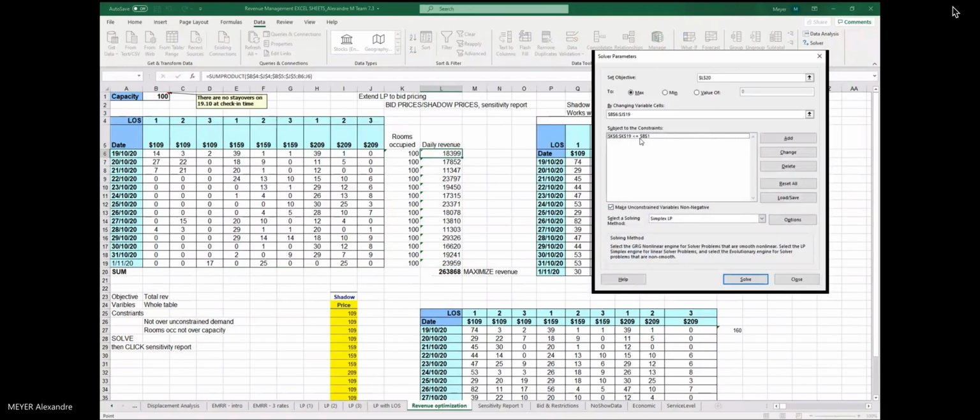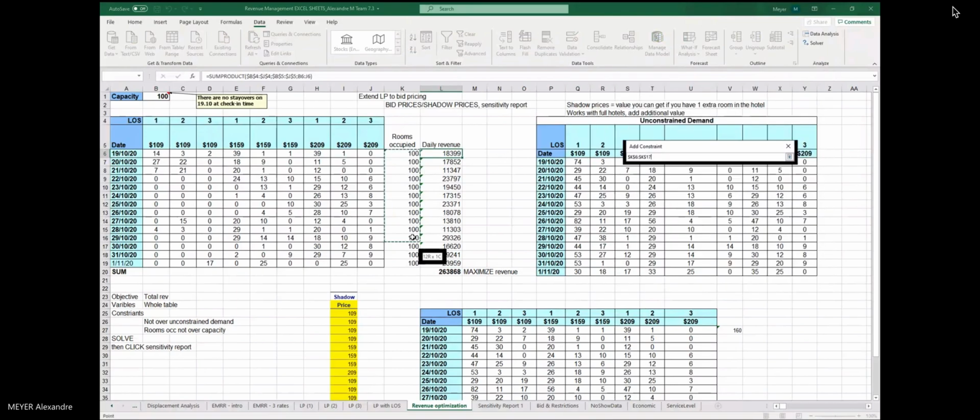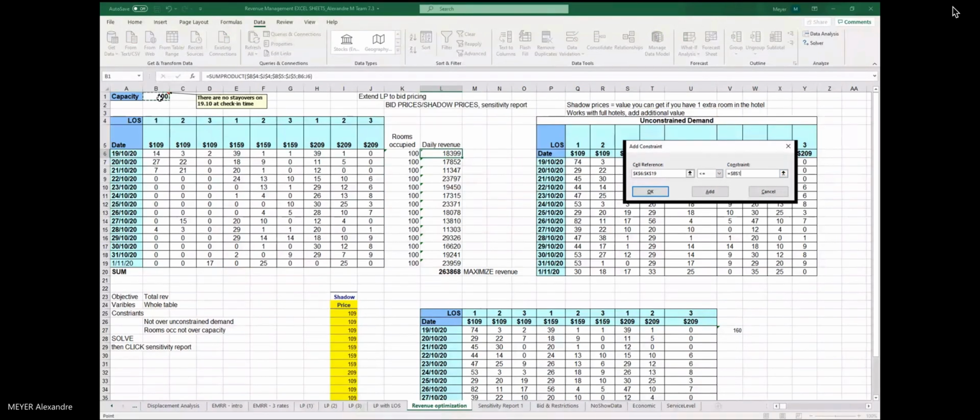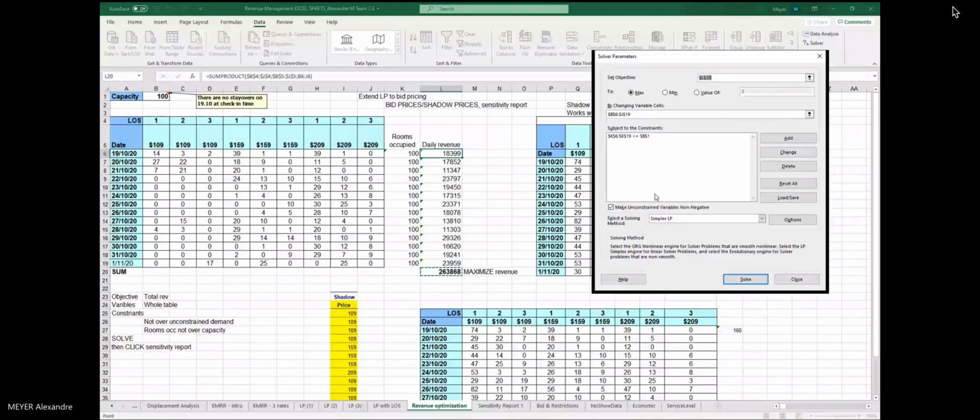Now assume the constraints are both deleted. So your first constraint will be that the rooms occupied cannot exceed your capacity, right? Because you cannot sell more than 100 rooms. If you have 101 rooms sold, well, it's not possible. You don't have 101 rooms. Okay, so that's your first constraint.